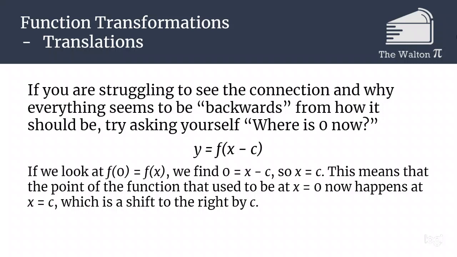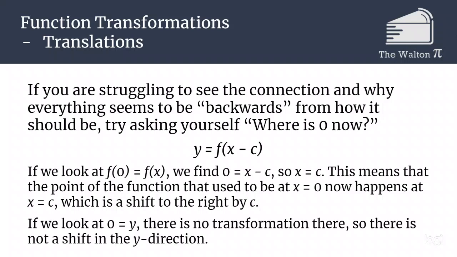So wherever x equals 0 used to be, that now happens at x equals c, which is a shift to the right by c. That's why subtracting c from x is now saying what used to behave at 0 now is what's happening at a distance c, because f of c minus c is 0. So at x equals c, that's now acting like our original origin beforehand.